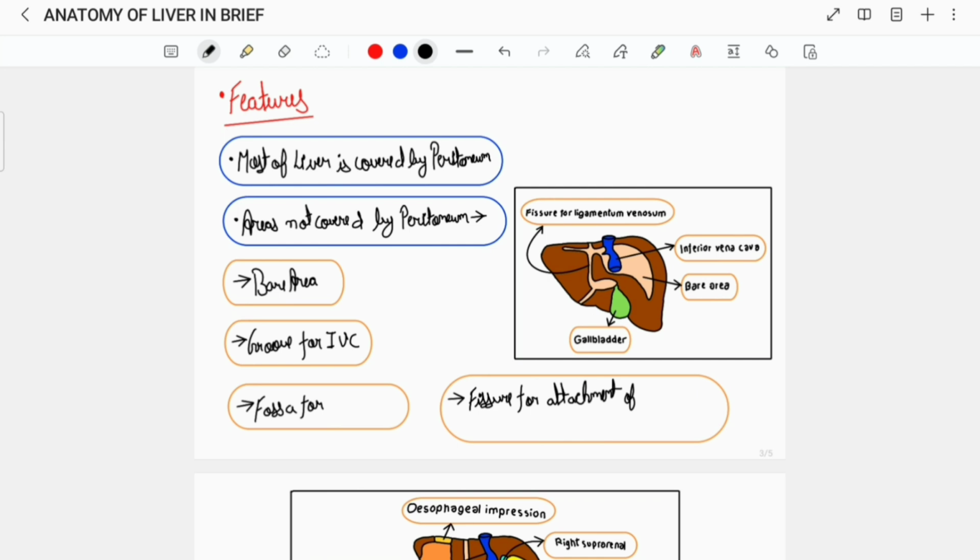The third area which is not covered by peritoneum is the fossa for the gallbladder. The fossa for gallbladder is present on the inferior surface of the right lobe. And the fourth area which is not covered by the peritoneum is the fissure for attachment of ligamentum venosum. You can see the areas not covered by the peritoneum in this diagram.